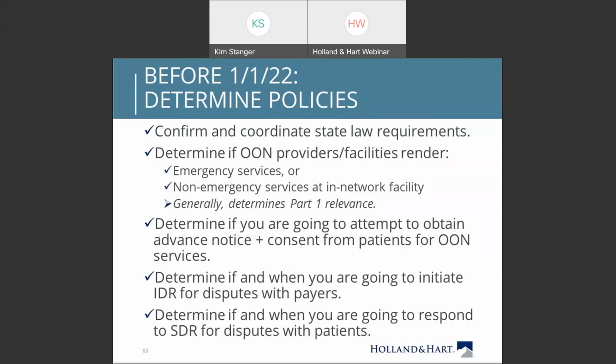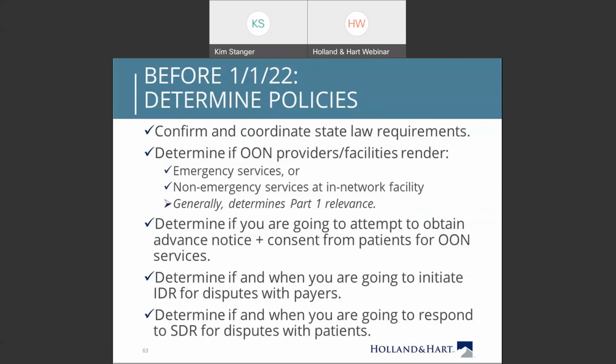Determine if and when you are going to initiate the IDR process for disputes with payers, because it can take up time and sometimes it may not be worth it. So you may want to set parameters and determine to what extent you're actually going to initiate that process. Determine if and when you're going to respond to the SDR for disputes with patients.